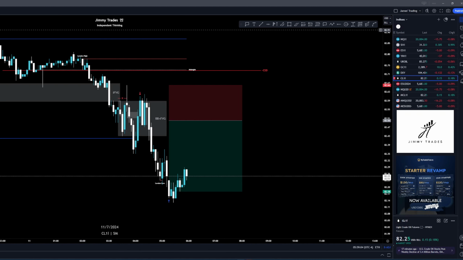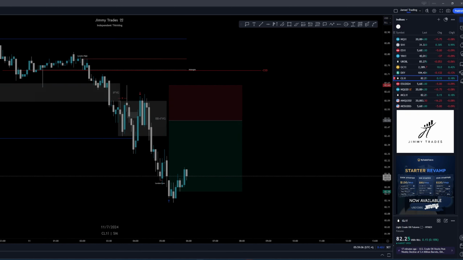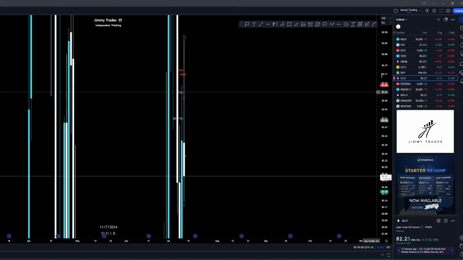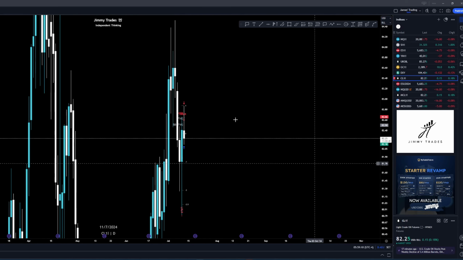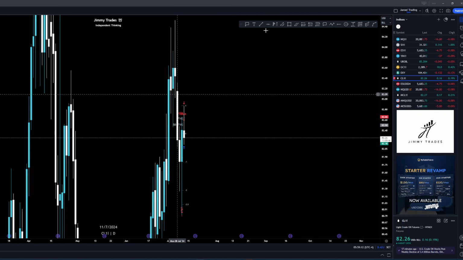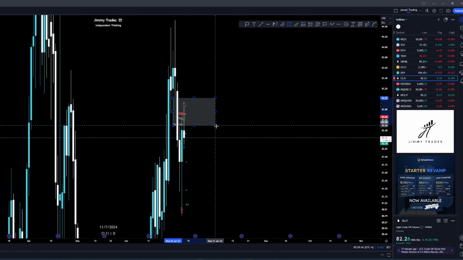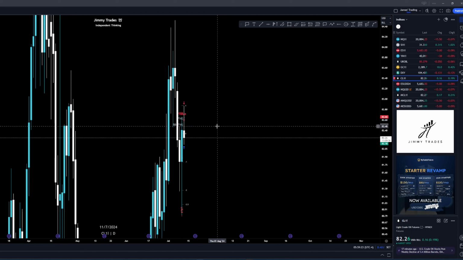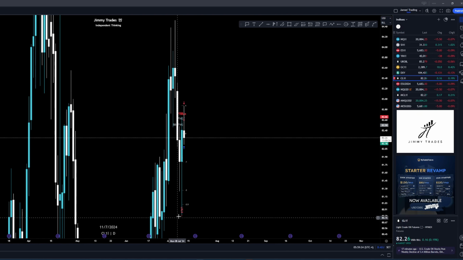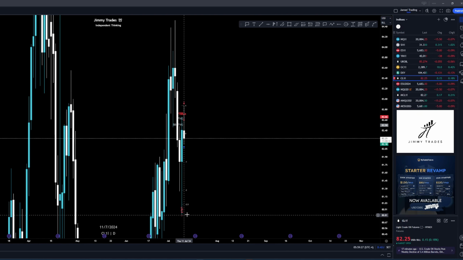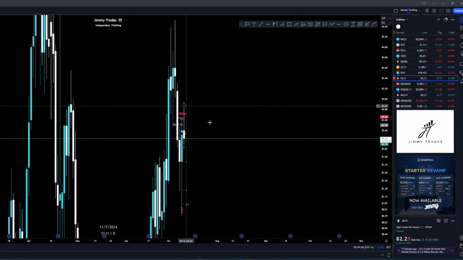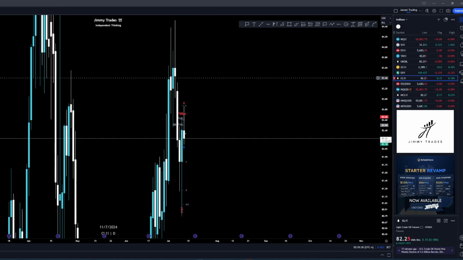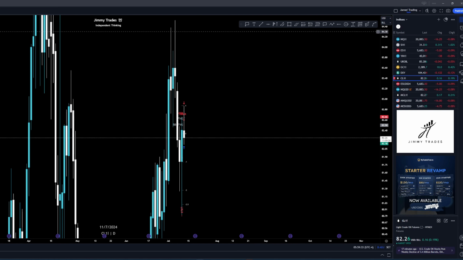So on the daily, I'm going to leave these markups here so I don't have to do them again. But on the daily, we're inside internal. All right, so my idea is that we're going to move from internal to external, our external being the low down here. So internal to external. With that, I have a bearish bias.